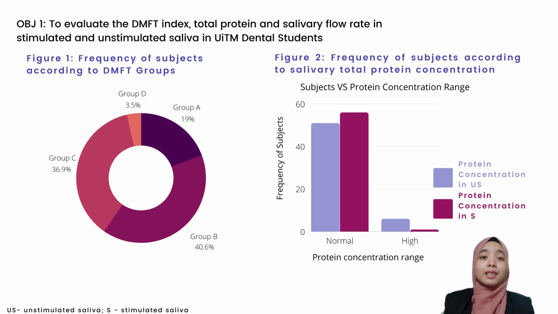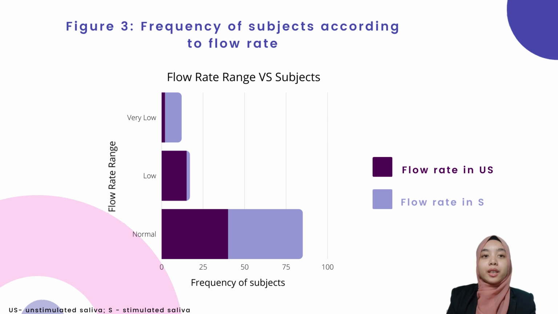Figure 1. The subjects were also divided into 2 groups of normal and high protein concentration level in Figure 2, where 89.47% and 98.25% of subjects showed normal concentration in unstimulated and stimulated saliva respectively. For flow rate, the subjects are divided into 3 groups of very low, low, and normal flow rate as shown in Figure 3, where 70.18% and 78.95% showed normal salivary flow rate in unstimulated and stimulated saliva respectively.